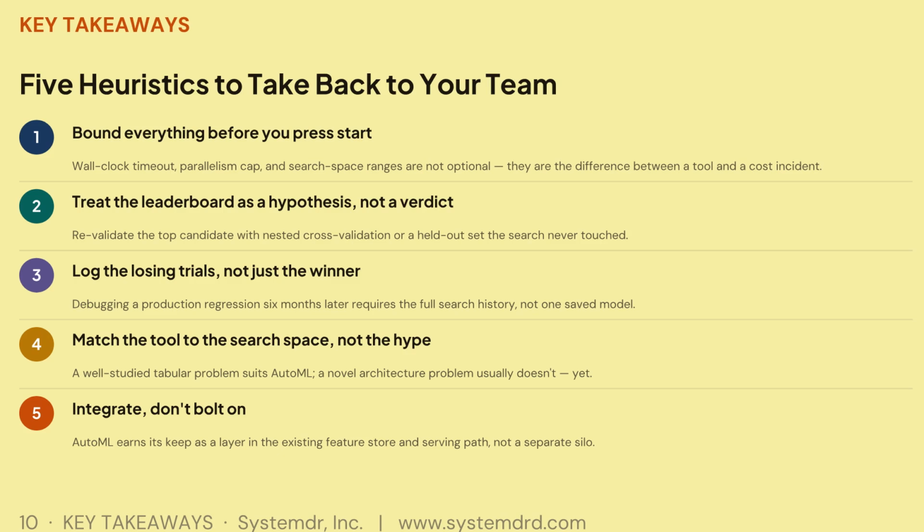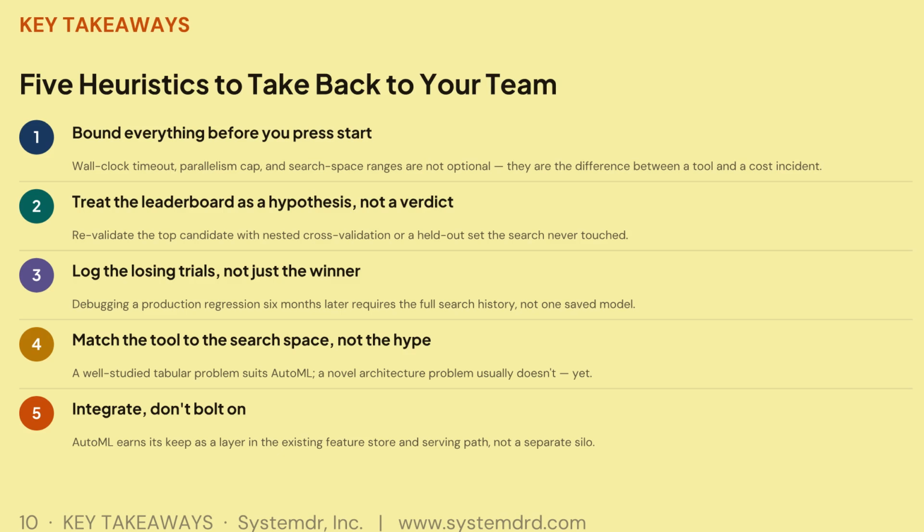1. Bound everything before you press start. Wall clock timeout, parallelism cap, and search space ranges are not optional extras. They're the difference between a useful tool and a cost incident. 2. Treat the leaderboard as a hypothesis, not a verdict. Revalidate the top candidate with nested cross-validation, or against a held-out set the search never touched. 3. Log the losing trials, not just the winner. Debugging a production regression 6 months from now requires the full search history, not just one saved model file.